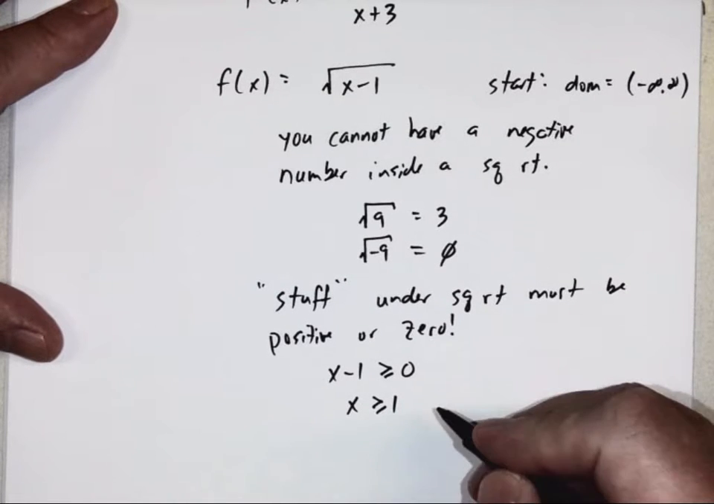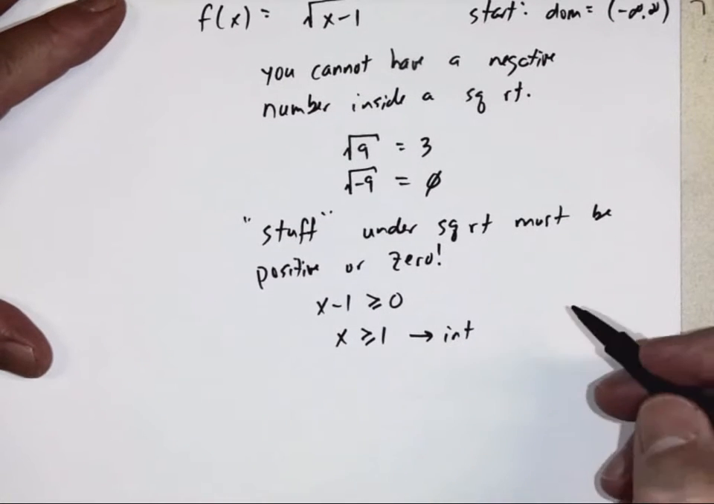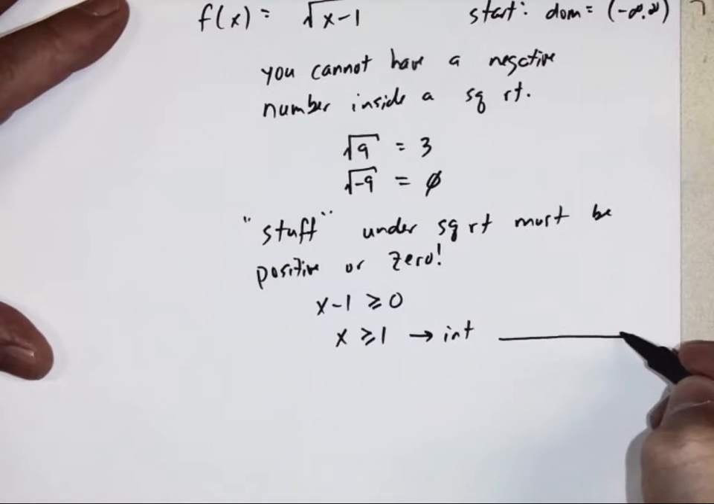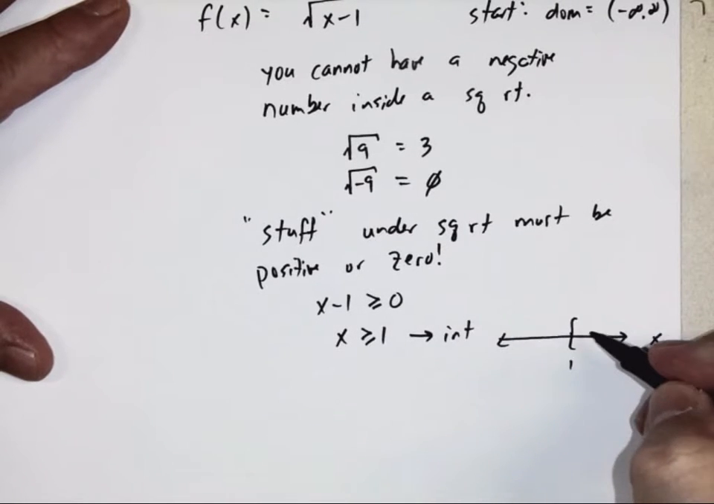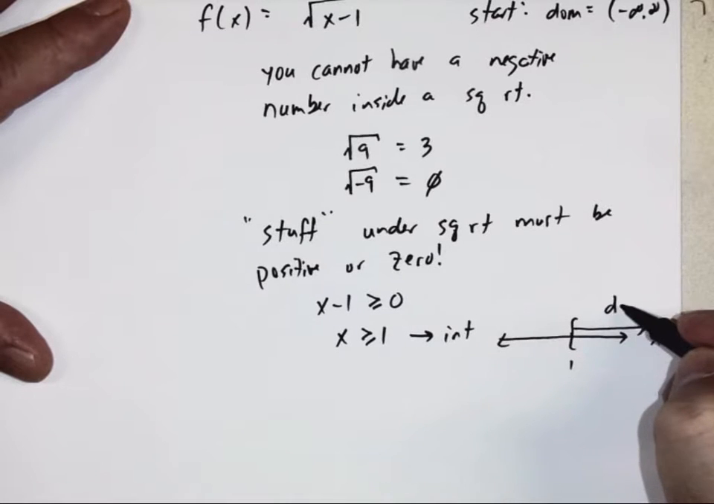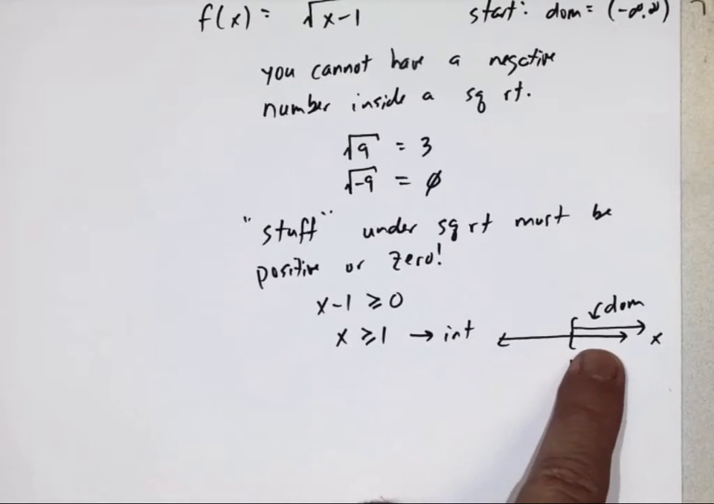Let's express this as an interval. X greater than or equal to 1. 1's right here. This actually now becomes my domain. Remember what domain is? All the possible values of x. The domain is all the numbers that x can be, and everything's okay. That's what we're saying here.